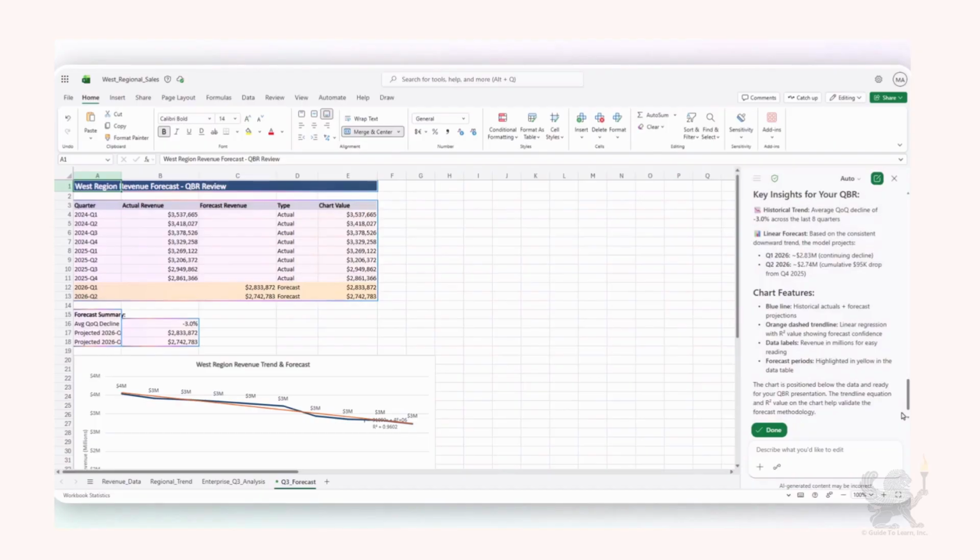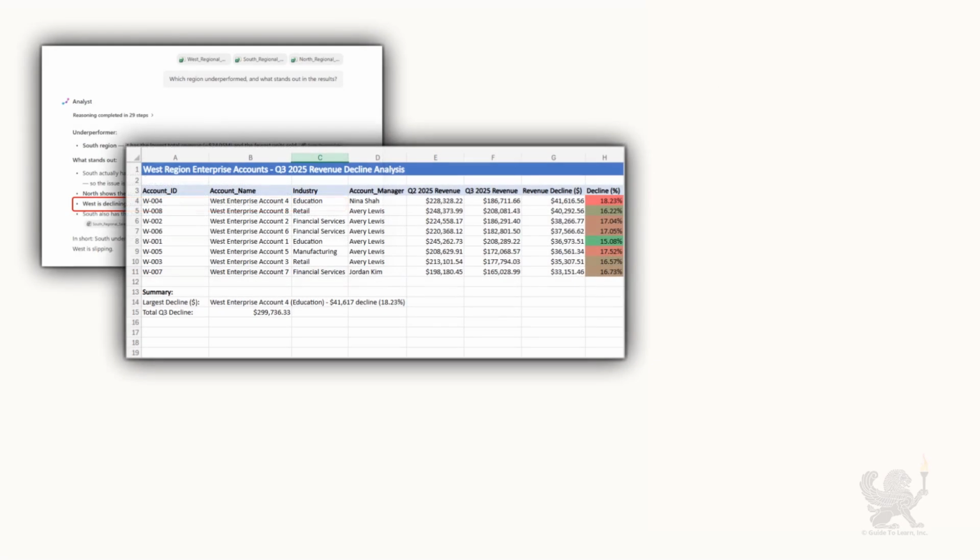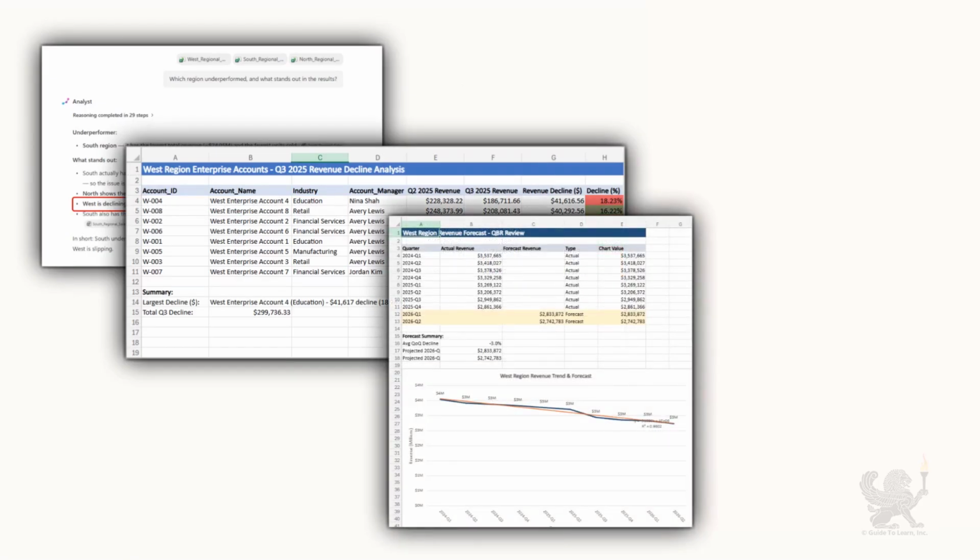With the analysis complete, Alex is ready for the meeting. She can explain that West underperformed, show that enterprise accounts drove the decline, and share a forecast that helps leadership plan next steps. Instead of spending time combining files and building formulas, Copilot helped her to interpret results and prepare a recommendation. Let's recap the workflow.